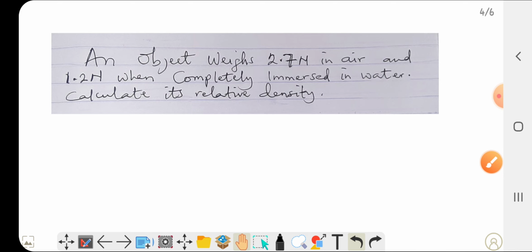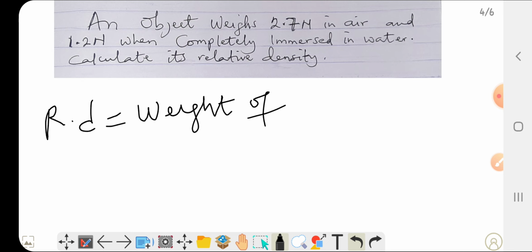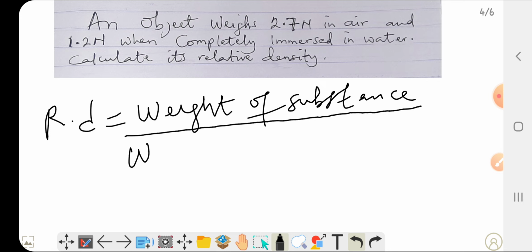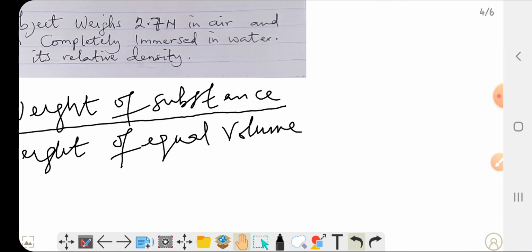So going back to the question, we'll just write out our formula. We'll say relative density equals weight in air, or weight of the substance, over weight of equal volume of water. Remember, this weight of equal volume of water is the upthrust, and we know how we got the upthrust.